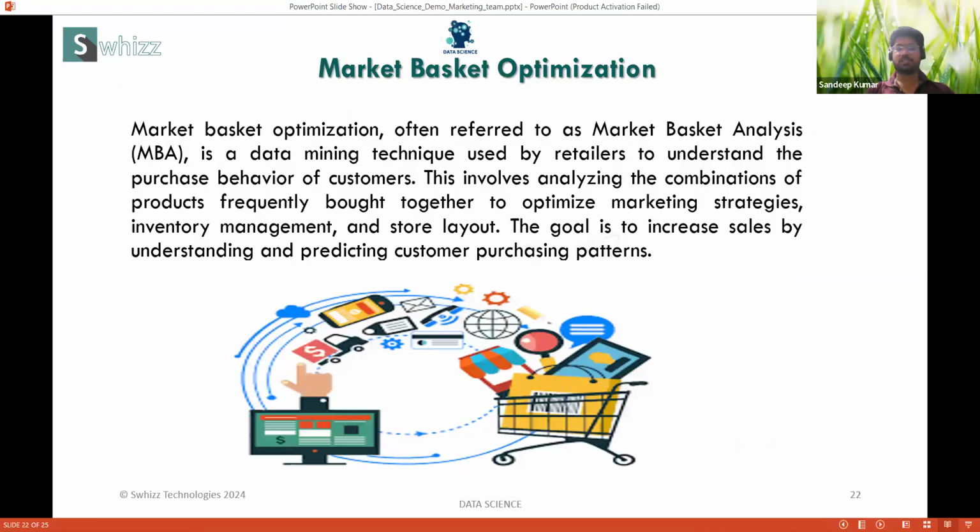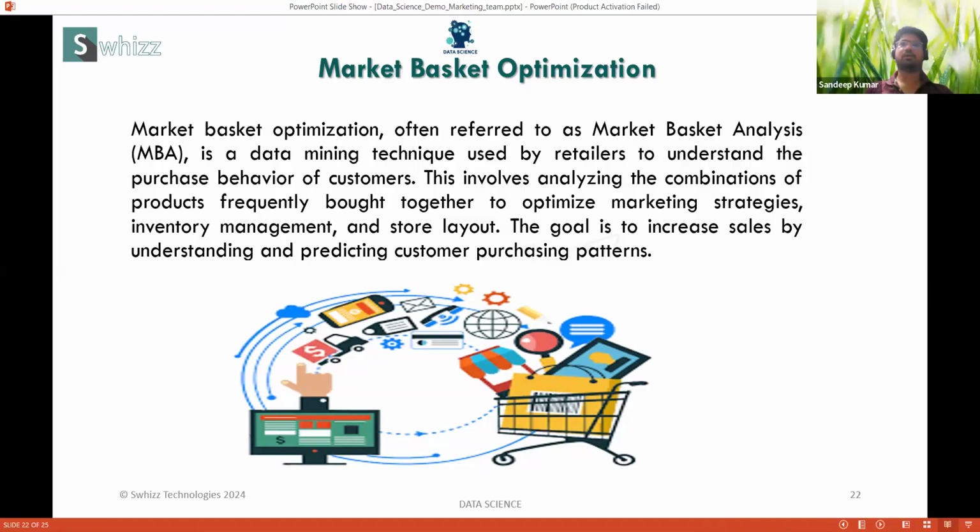Market basket optimization is also one of the techniques. When it comes to market basket optimization, if you go to any e-commerce site like Amazon or Flipkart and you are trying to buy a product like a mobile, obviously it will recommend the pouch, screen guard, and also something related to mobile. This is a simple example of market basket optimization.